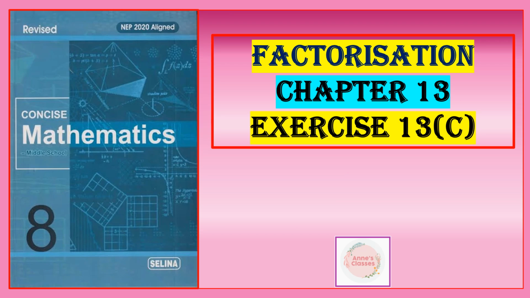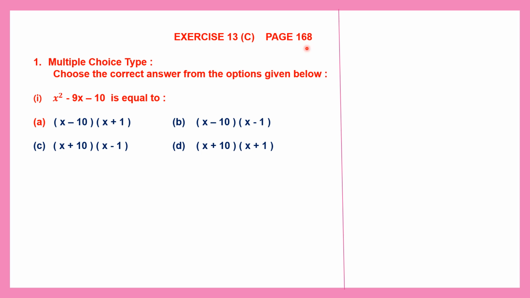Let's do factorization, chapter 13, exercise 13C. Page number 168, we have the first question, the multiple choice type. Choose the correct answer from the options given below. First question, x square minus 9x minus 10. So let's write that down here. Now x square minus 9x minus 10.